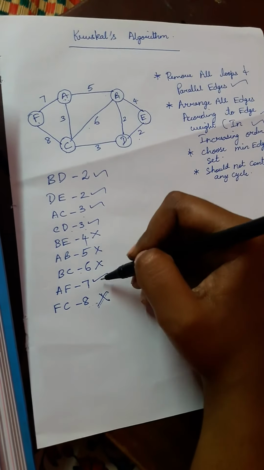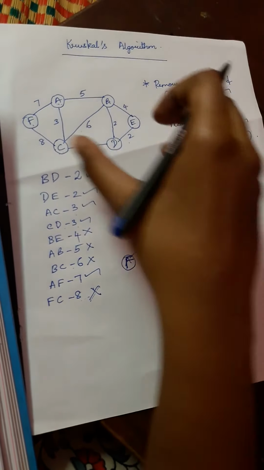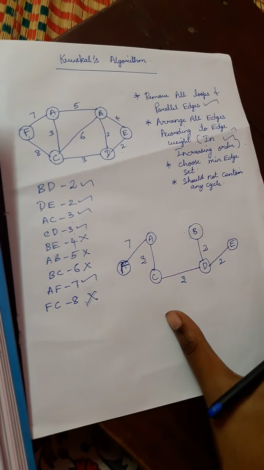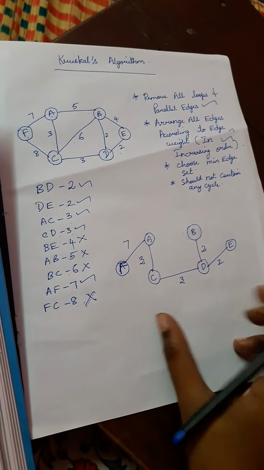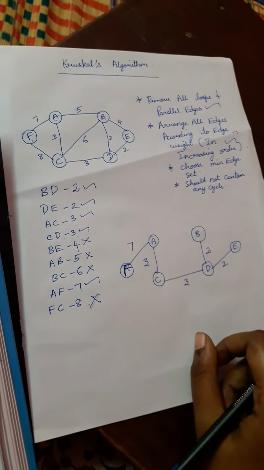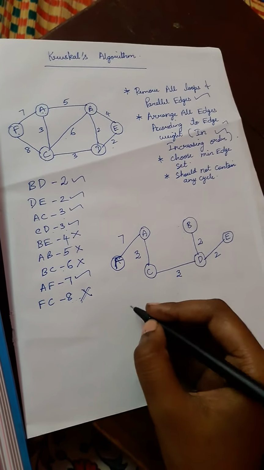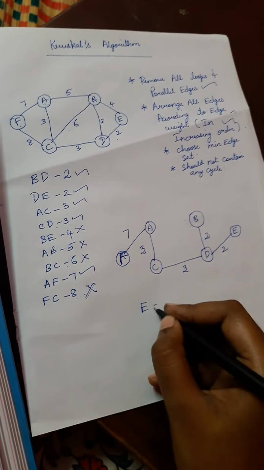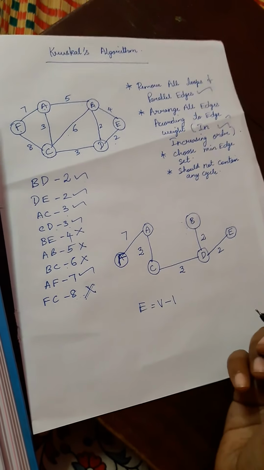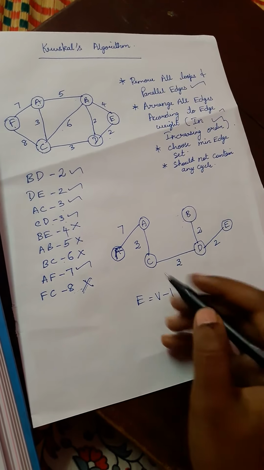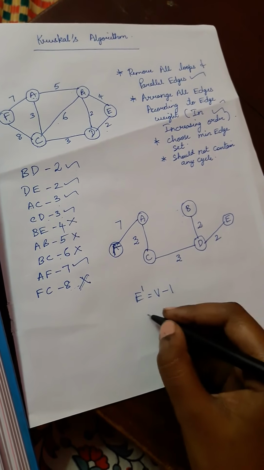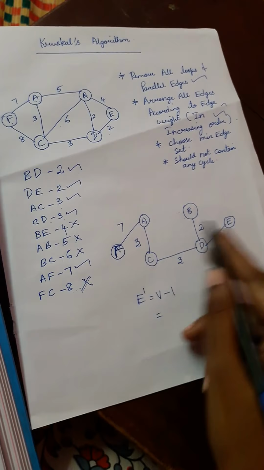So these are all the edges we have taken to draw the minimum spanning tree for this graph. Okay, this is the minimum spanning tree for this represented graph. So before itself I said how many edges we can have for this graph: edges is equal to V minus 1. So how many edges are here in this graph? E dash: 1, 2, 3, 4 and 5. So 5 edges are here.